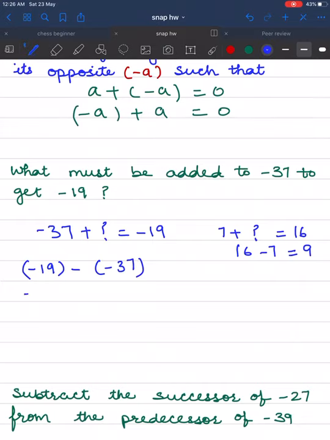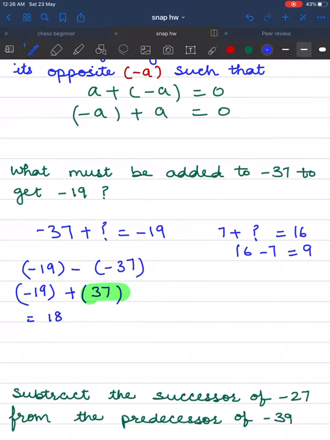Now the first integer we write as it is. We change the subtraction sign to addition sign and we take the opposite of minus 37, which is 37. Now the two integers have opposite signs, so we find the difference of their absolute values. So 37 minus 19 is equal to 18. The greater absolute value is positive, so our answer is 18.